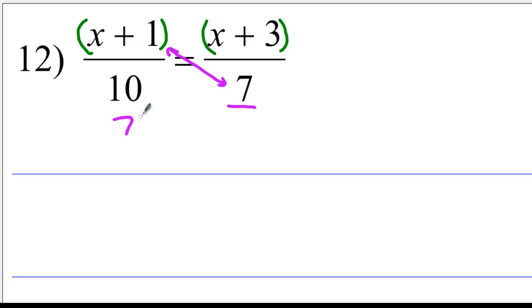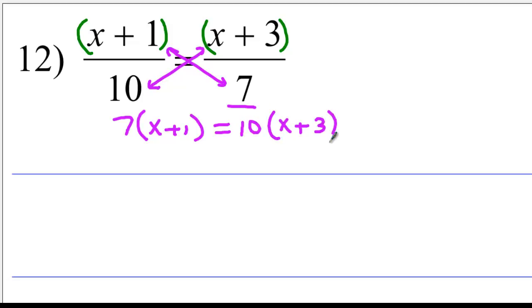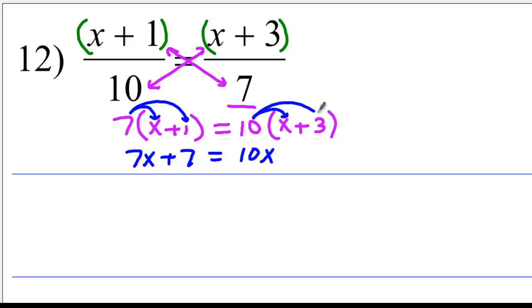Next problem: this goes inside the parenthesis and this one goes inside the parenthesis. 7 times parenthesis x plus 1 equals 10 times parenthesis x plus 3. 10 times x is 10x. 10 times 3 is 30.